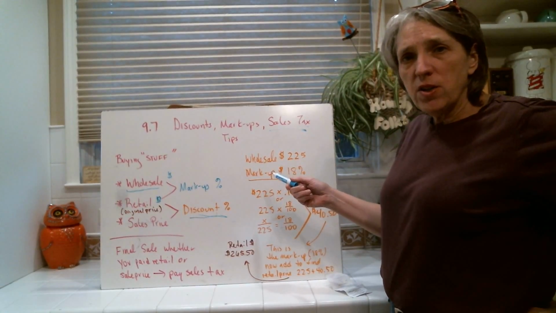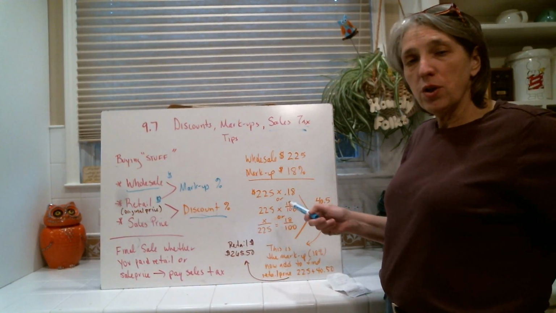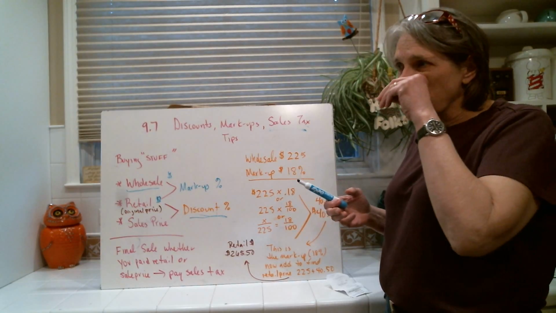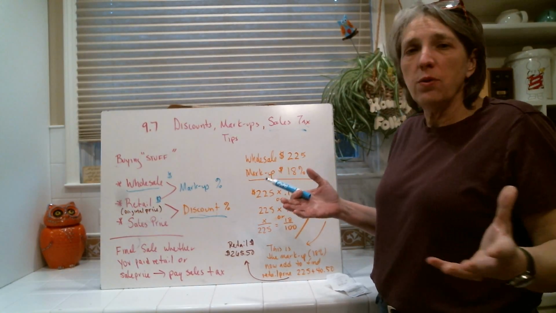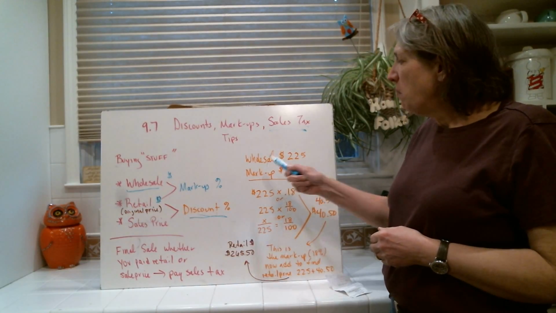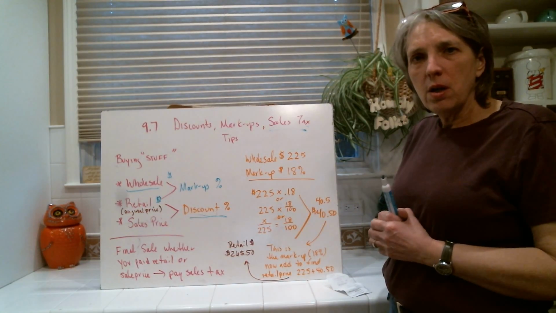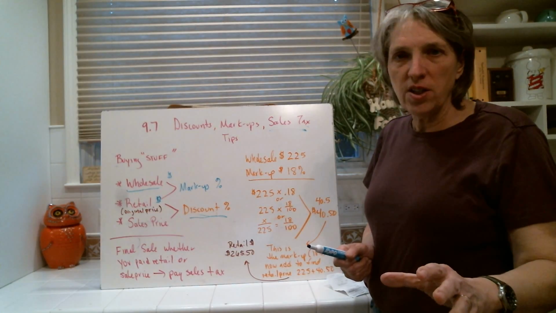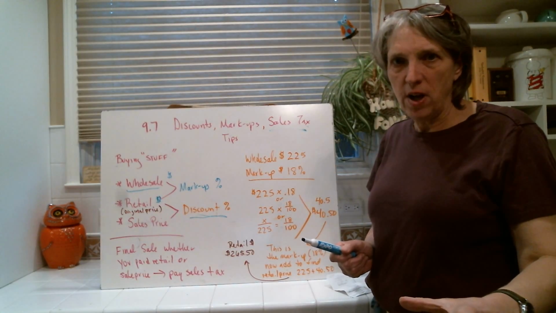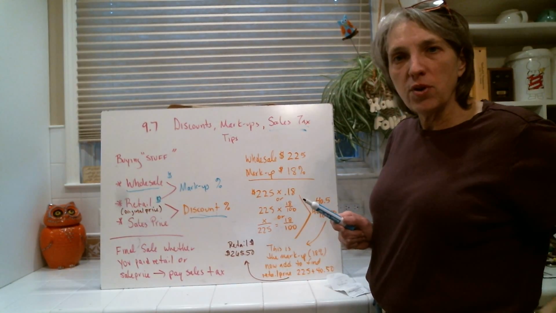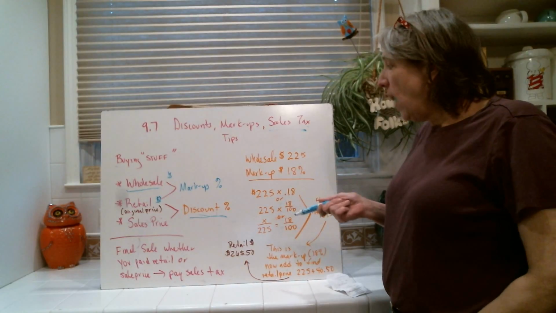The problem says the wholesale price was $225. That means I'm going to sell something that costs me $225 to put in my store. I'm going to mark it up 18%. So I'm not going to sell it for $225, and I'm certainly not going to sell it for less than $225 when I just bought it. I'm going to mark it up 18%. So how do I do that?